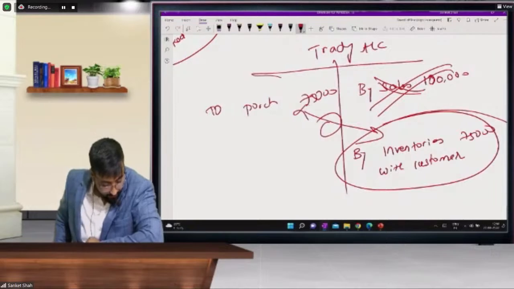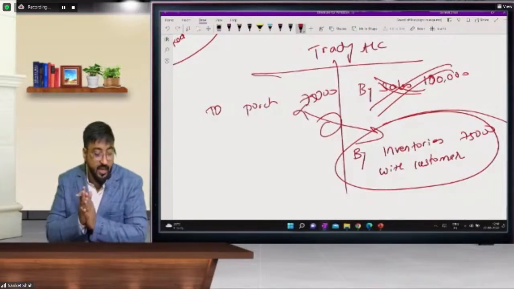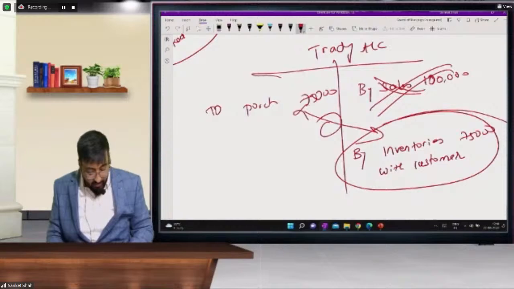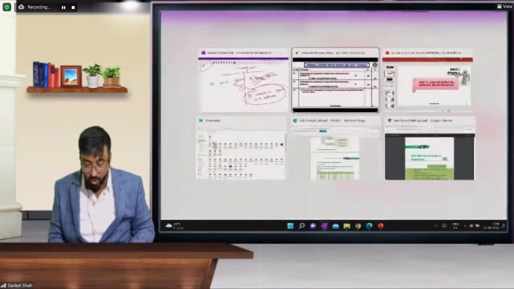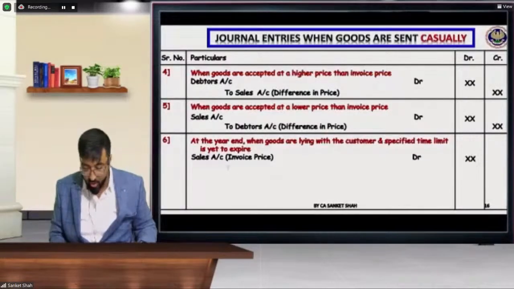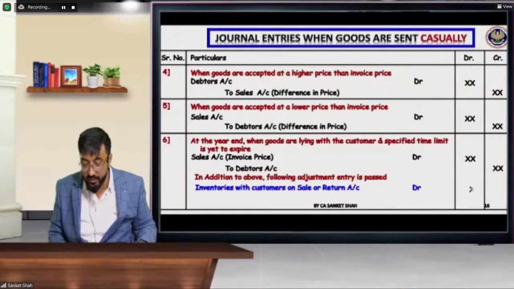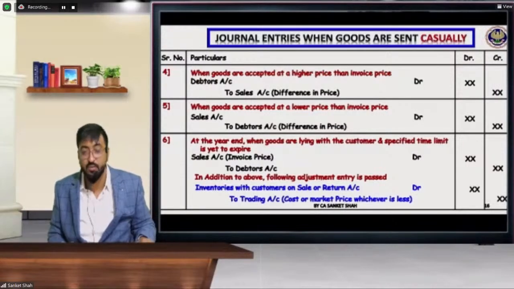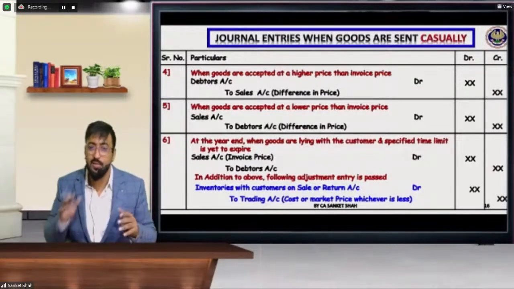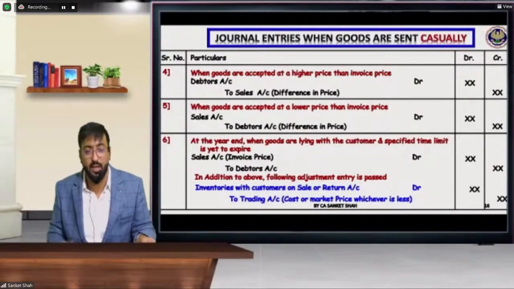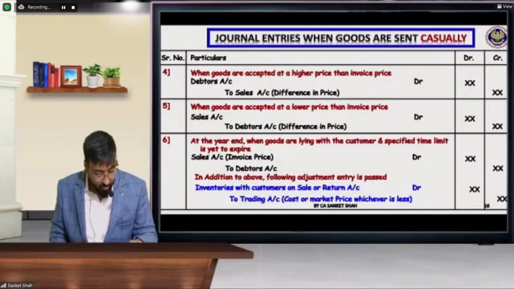Okay. Chalo, very good. So every student is now clear with these examples. Casual approach, chalo, quickly revise it. Sales, I'm going to cancel it. And in addition, inventories with customer account on sale or return account. Inventories with customer is shown in the trading account at cost or market price, whichever is lower. Cost or NRV, whichever is lower, is the principle of AS 2.